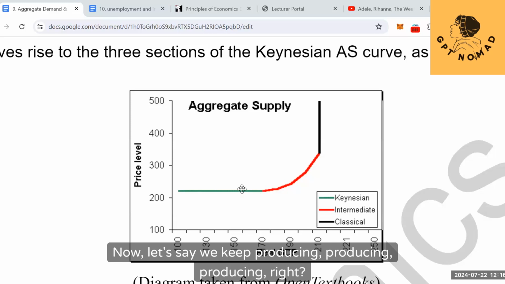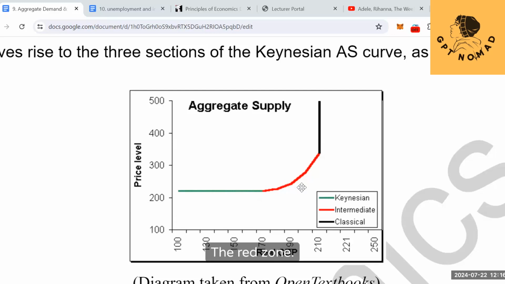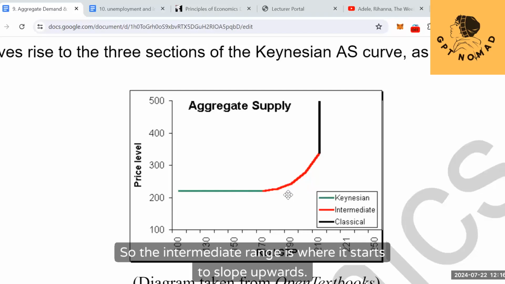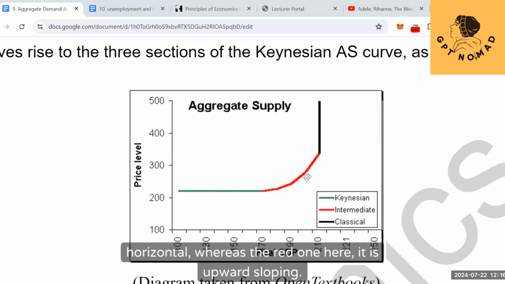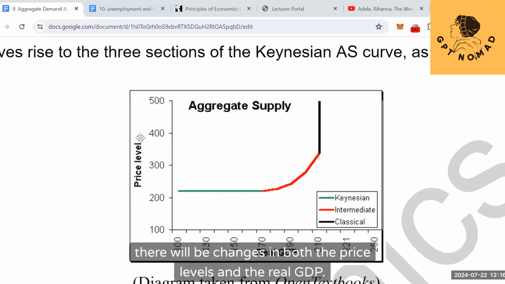Now, let's say we keep producing, and the AD now goes from the green to the red zone. The red zone, we call this the intermediate range. So the intermediate range is where it starts to slope upwards. What's different between the green and the red is the green one is just horizontal, whereas the red one is upward sloping. So upward sloping is saying that as your aggregate demand curve keeps shifting, there will be changes in both the price levels and the real GDP.